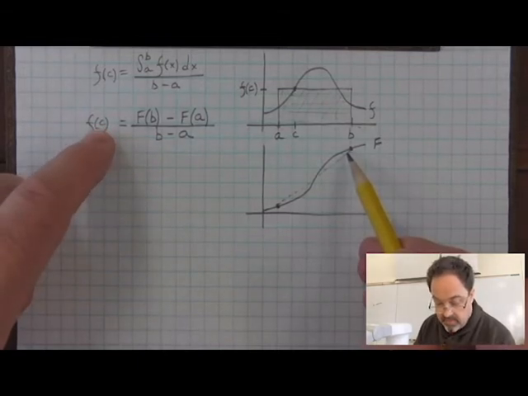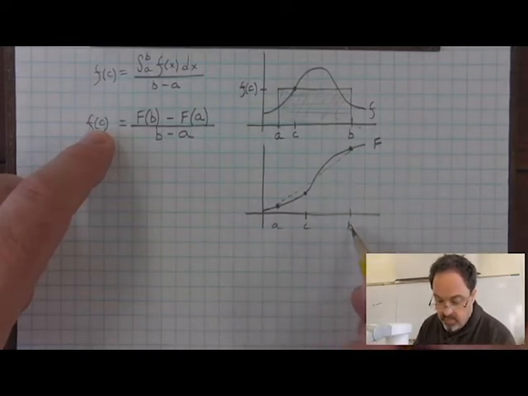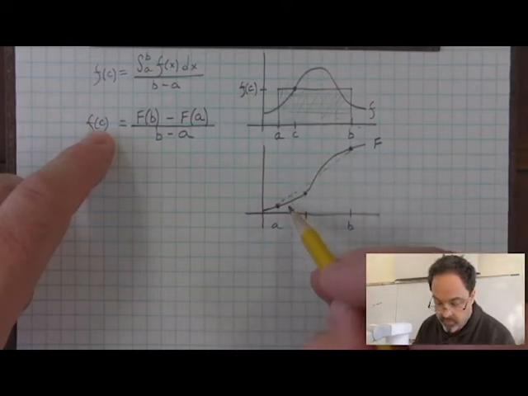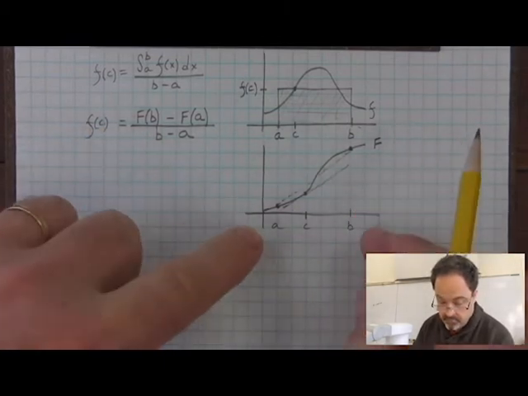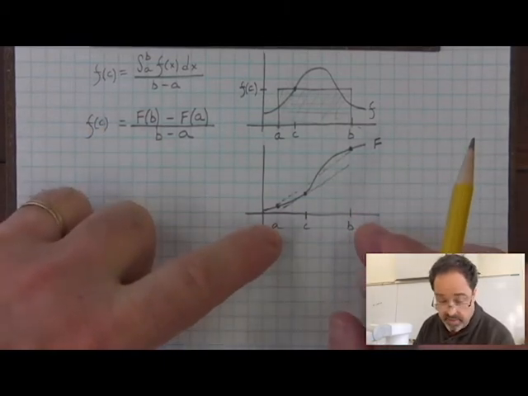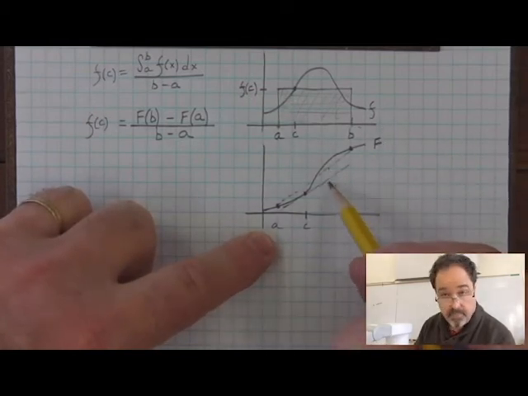The average value then is the slope of that secant line, and c would be any value in between the interval, and there may be more than one, where the slope of the tangent line to that point is equal to the slope of the secant line between the endpoints of the interval, because the slopes are the same.